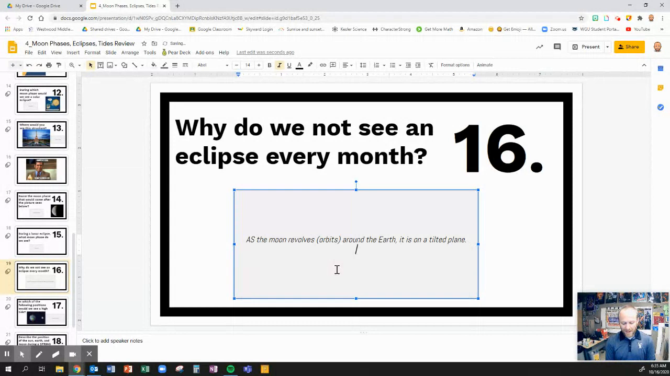So what this causes is that the sun, Earth, and moon are not always in a directly straight line. If you look from the top, they would be, but if you look from the side, the sun might be here and the Earth might be here, and the moon might be below us. So we wouldn't see an eclipse.